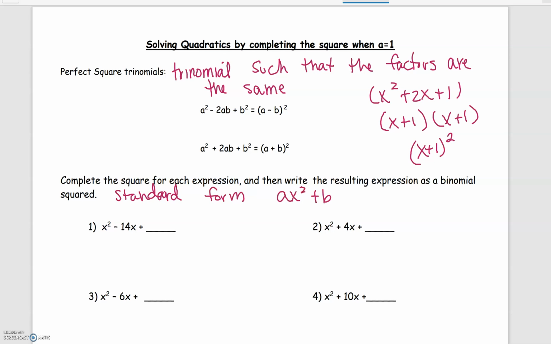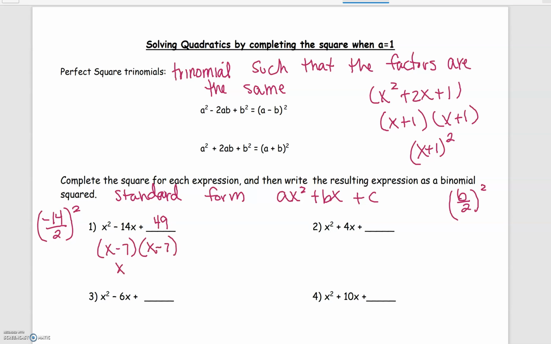So standard form: ax squared plus bx plus c. So how do we figure out what this, I call it the magical number? We take b divided by 2 and we square it. So whatever that middle term is, we divide it by 2 and square it. So negative 14 divided by 2, and it's always going to be positive. That's why there's that plus, because when we square a negative. So 14 divided by 2 is 7. So we have 49. And then if we were to factor this, it would be an x minus 7 and an x minus 7, or x minus 7 squared. Kind of like what you get before you squared it, that's going to be that number there.